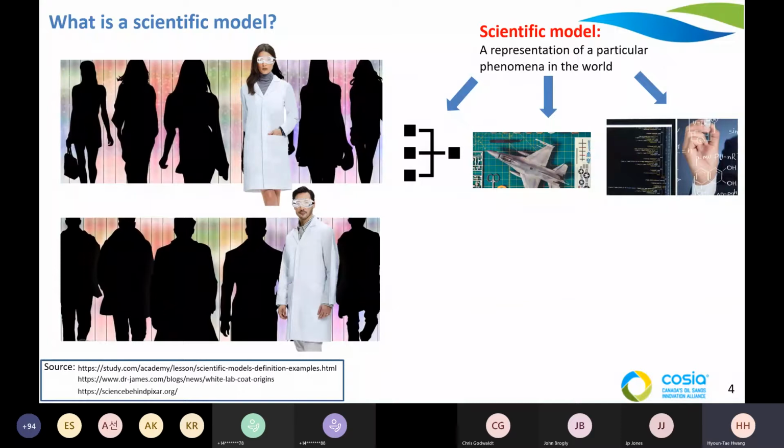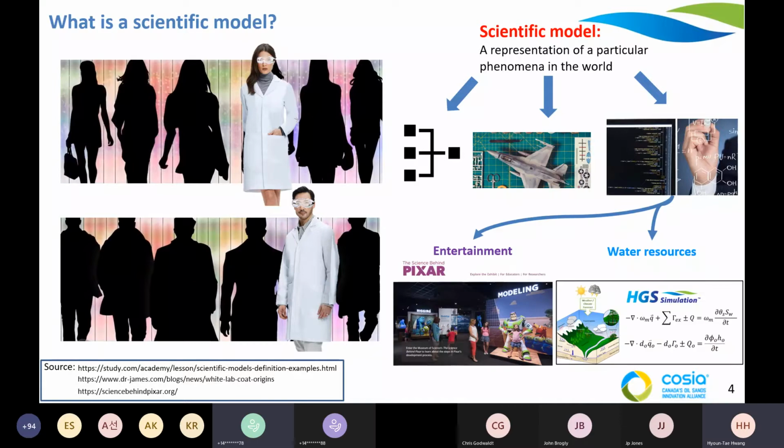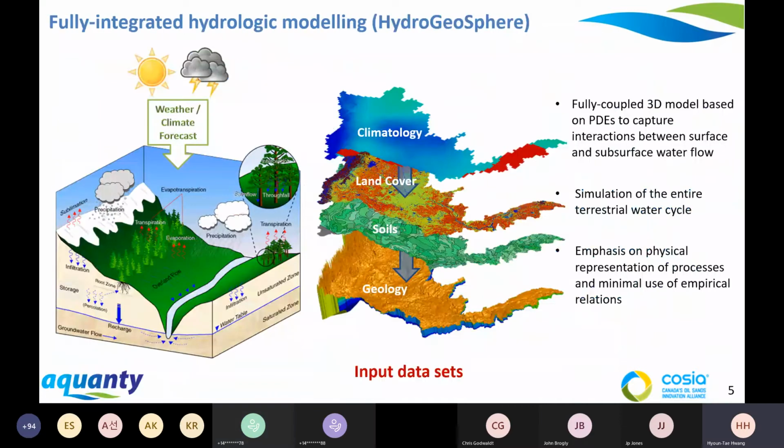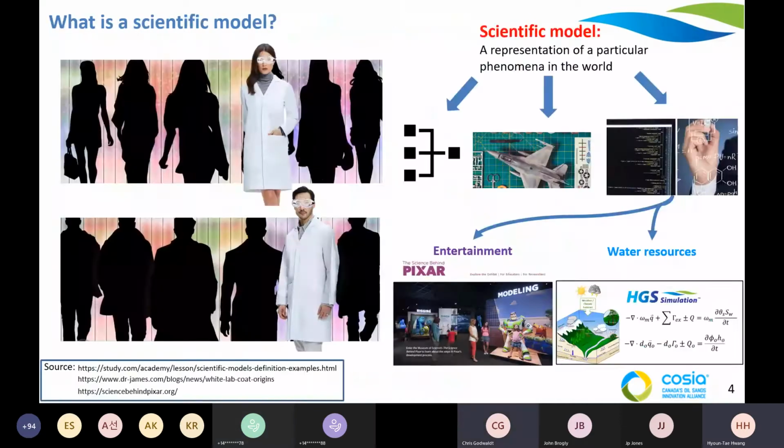A scientific model represents a particular phenomenon in the world using something else to represent it. A scientific model could be a diagram or picture, or a physical model such as an aircraft model kit, or programming based on mathematical representation. Next, please. And next click, please. Sorry, could you go back up?